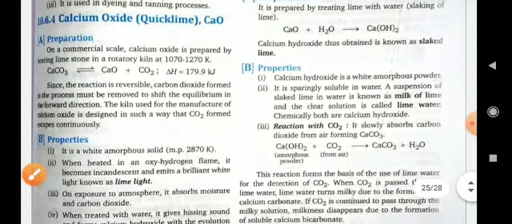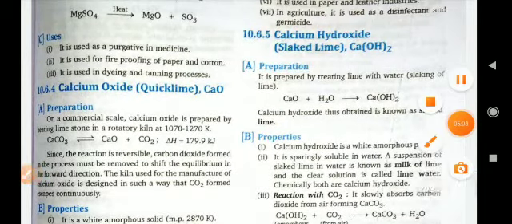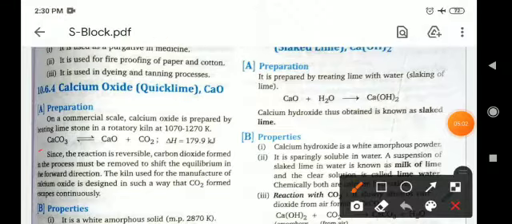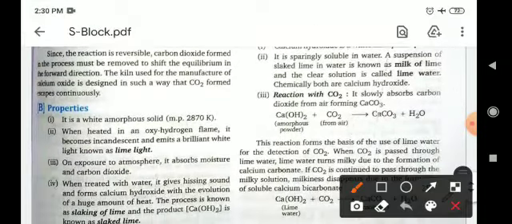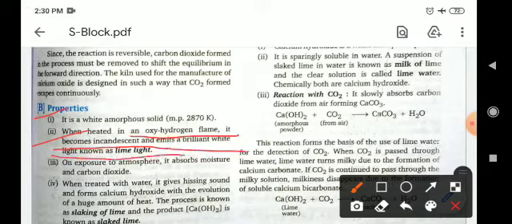Okay, next, calcium oxide or quicklime. Calcium carbonate on decomposition gives calcium oxide plus carbon dioxide. Properties: it is a white amorphous solid. When heated in an oxyhydrogen flame, it becomes incandescent and emits a brilliant white light known as limelight.